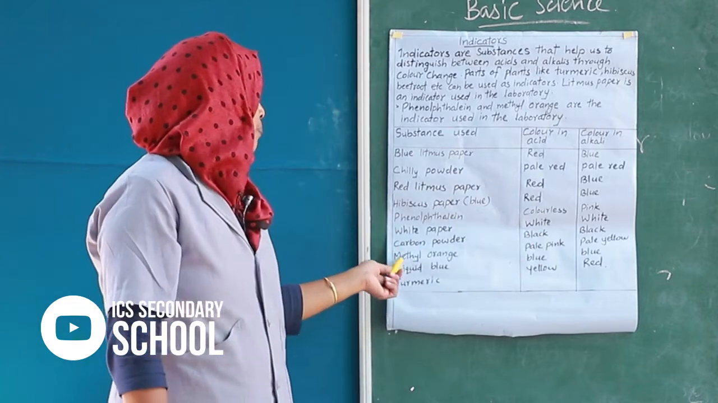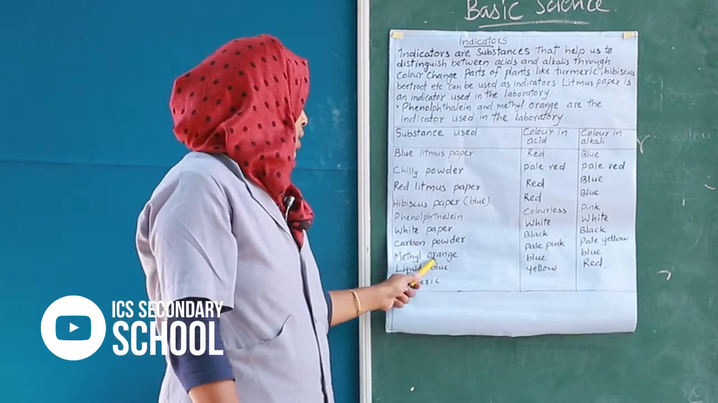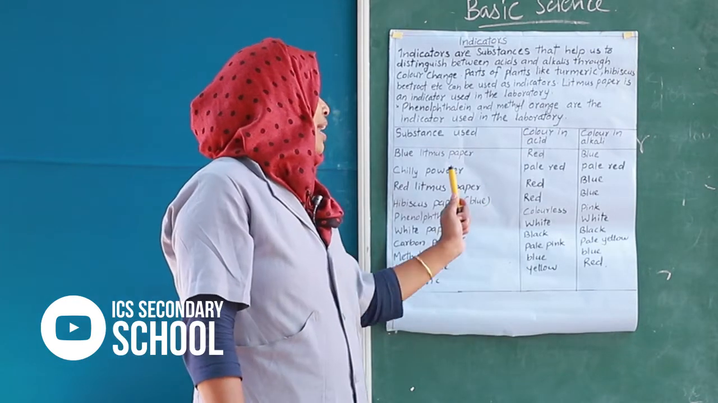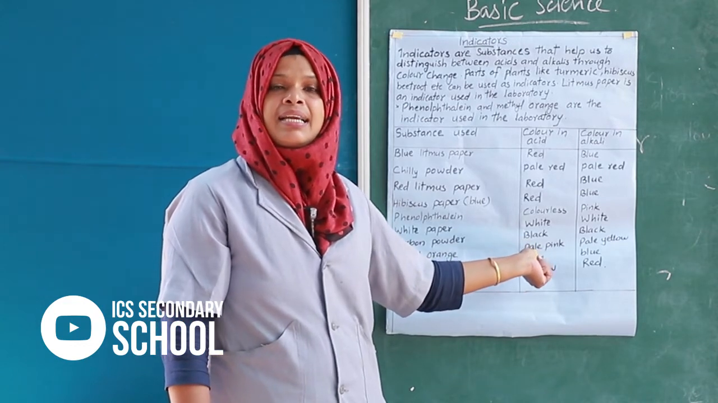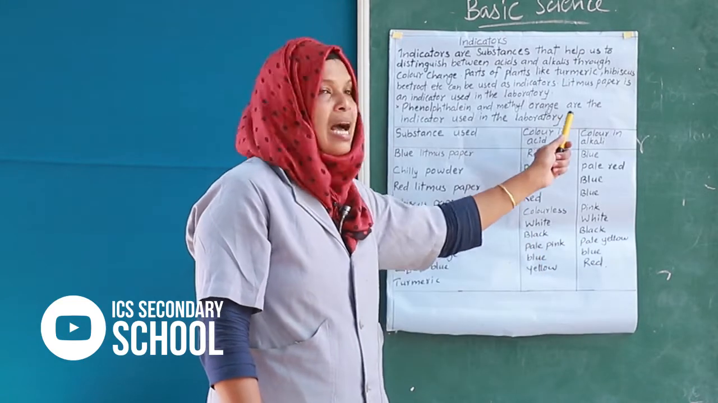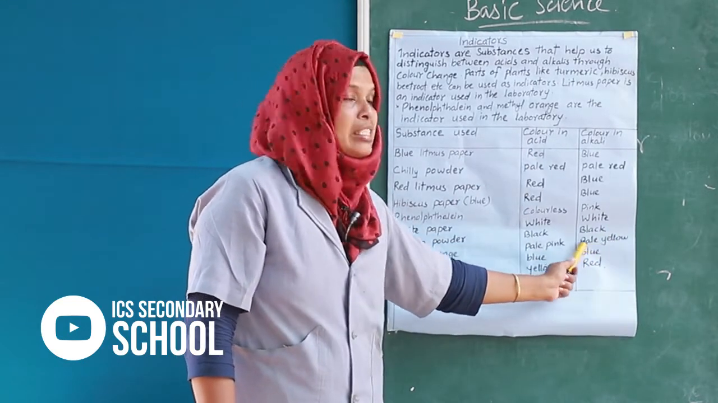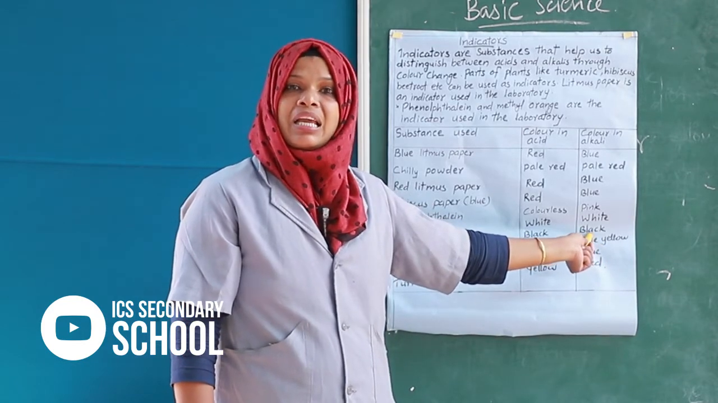Next one is methyl orange. Its color in acid is pale pink, and in alkali its color is pale yellow.